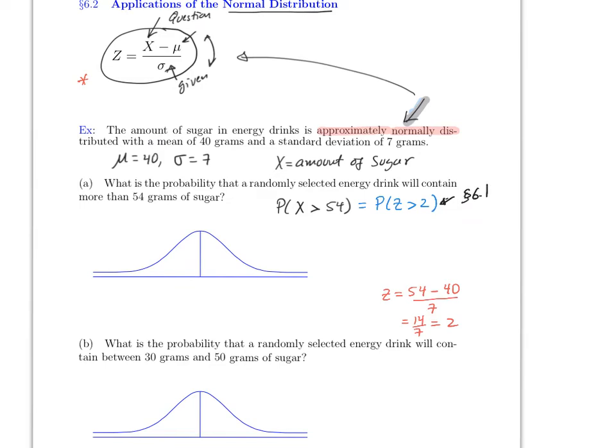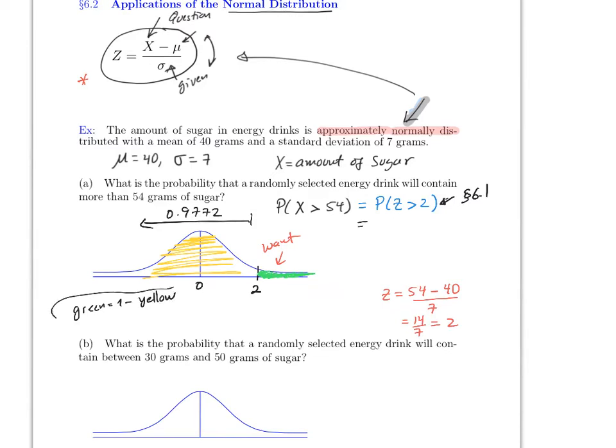And remember, at this point, you have two choices. You can use the table. The area that you want is the right side, which is the green area. So this is what you want. The table is going to give you 0.9772. You should check that this is the value you get from the table. Since you want the green area, remember it's going to be 1 minus the yellow area.